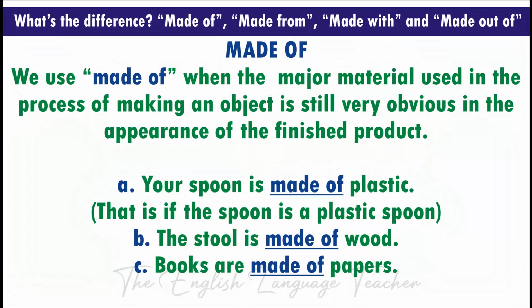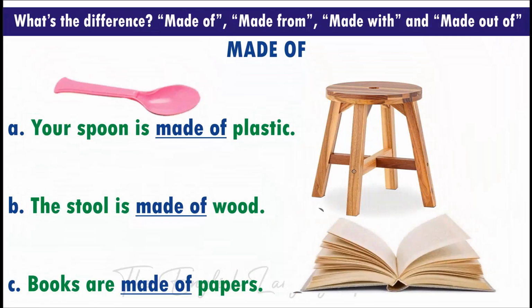So let's begin with the first, made of. We use made of when the major material used in the process of making an object is still very obvious in the appearance of the finished product. Examples here will help us to clear this. Your spoon is made of plastic.